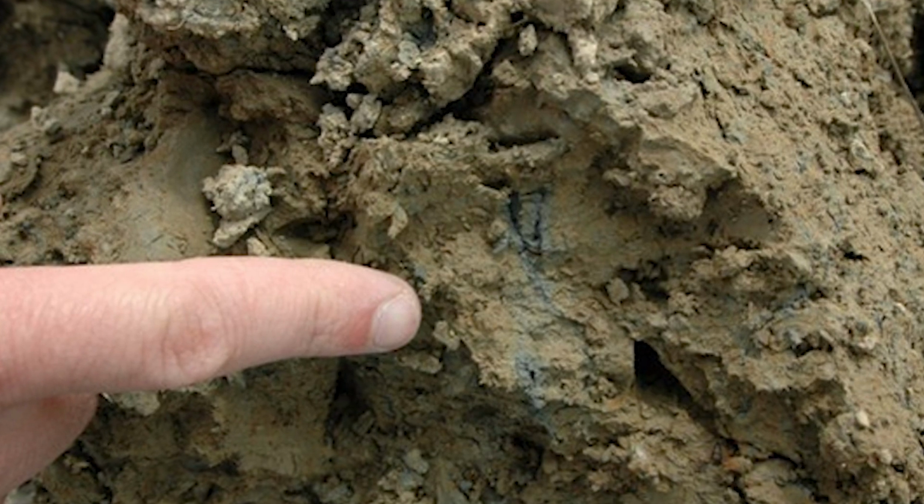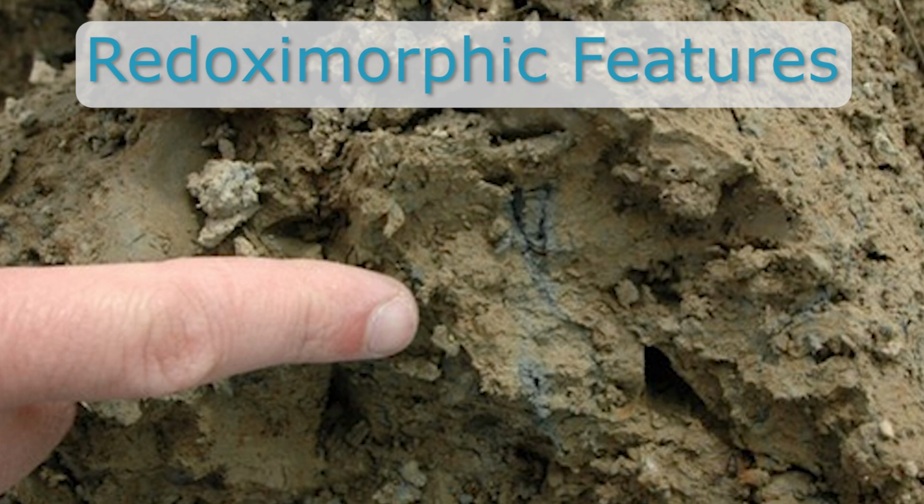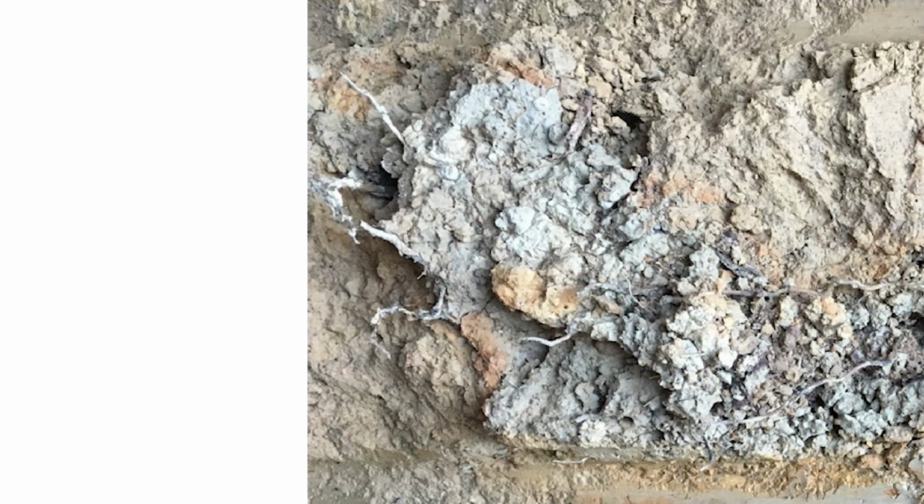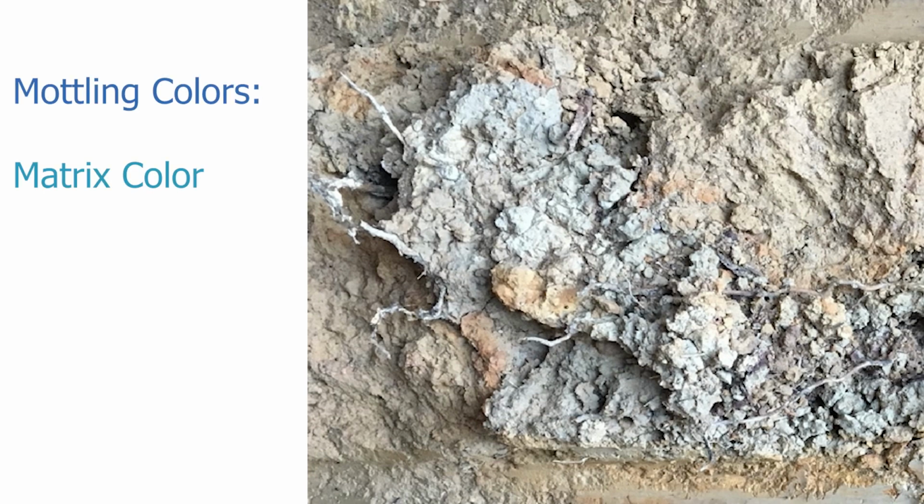When soil is saturated, meaning the spaces between the soil particles are almost completely filled with water for an extended time, natural processes of the bacteria in the soil will cause discolorations. These variations in color are called redoxomorphic features and are commonly referred to as mottling. Mottled soil has three distinct colors. The matrix color is the dominant color of the soil. You can think of this as the normal color that the soil would have without mottling.